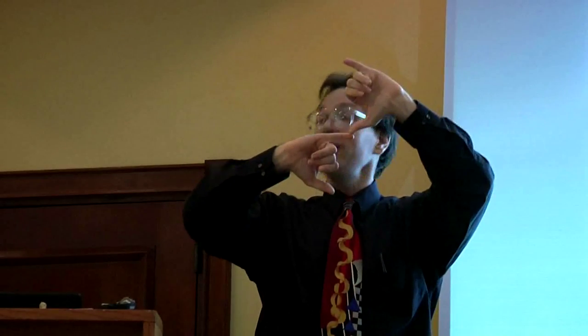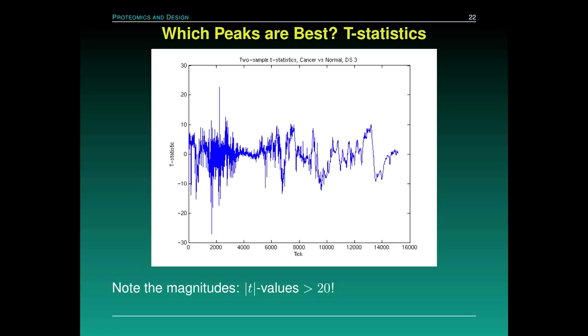So we decided to try something simple, which is, for data set 3, that's a bunch of cancers and a bunch of controls, what we can do is peak by peak, and there's about 15,000 in this data set, we can do peak by peak 2 sample t-tests and see which ones are really different. So this is a plot of all 15,000, and you will note that the magnitudes of some of these t-values are really big, like this one's minus 25 or more, and I'm sorry, I get excited if a t-value is bigger than 5, so 25 is just pretty darn big.